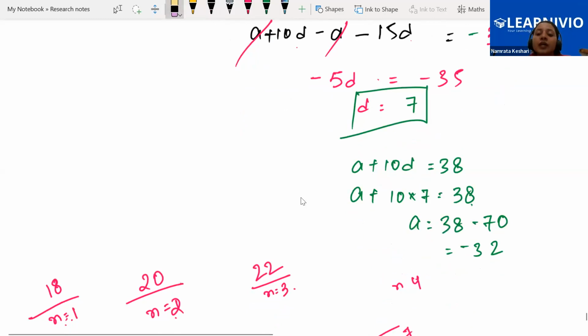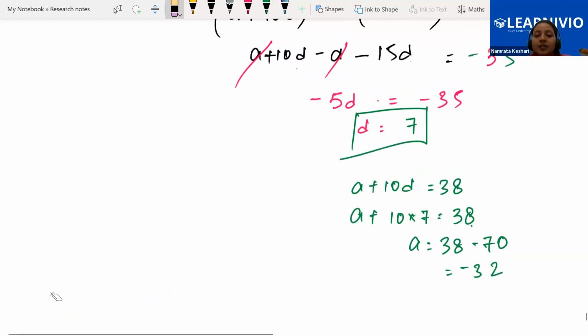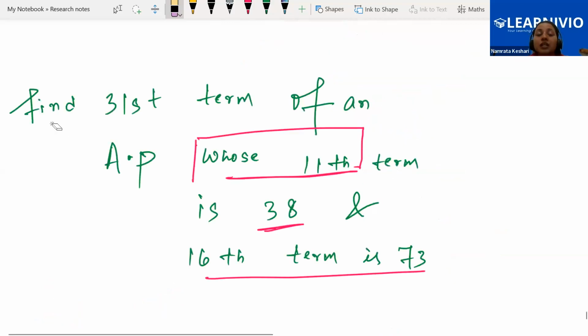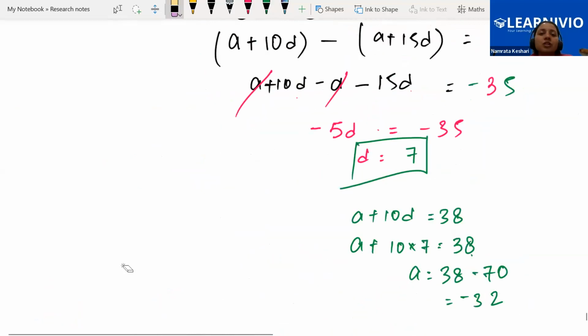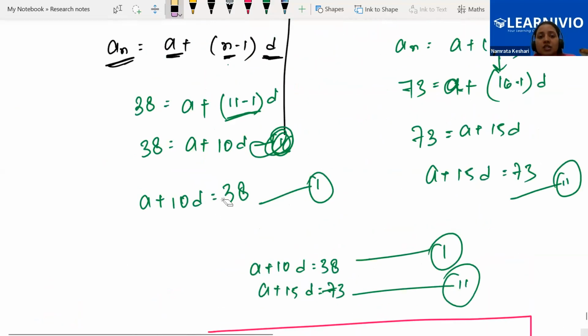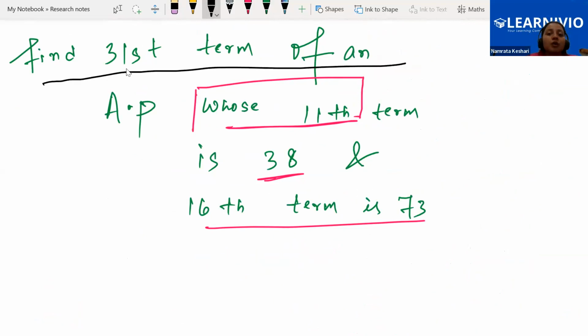As you already know, a, the first term, can be a positive number, can be a negative number, can be 0, anything is possible. And d also can be any number. So we have got the value of a and the value of d, the common difference. Now what we have to find in this question is the 31st term. This is a very common question. Many questions in your previous year question paper are just like this one, where you make 2 equations and have to solve them. Find the 31st term of the AP.